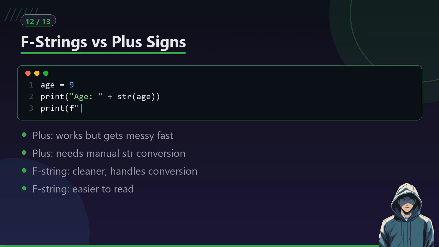You could always glue strings together with plus signs, but then you have to manually wrap numbers in str, and it gets cluttered fast with many variables. F-strings handle that conversion for you and read much closer to plain English. In short, plus signs still work, but F-strings are the tidier modern choice.